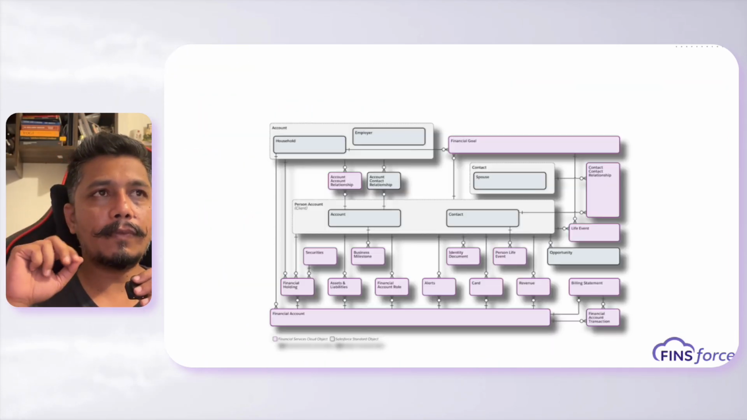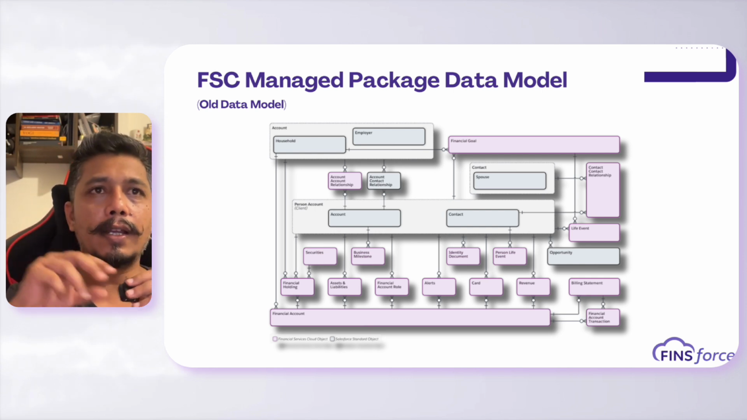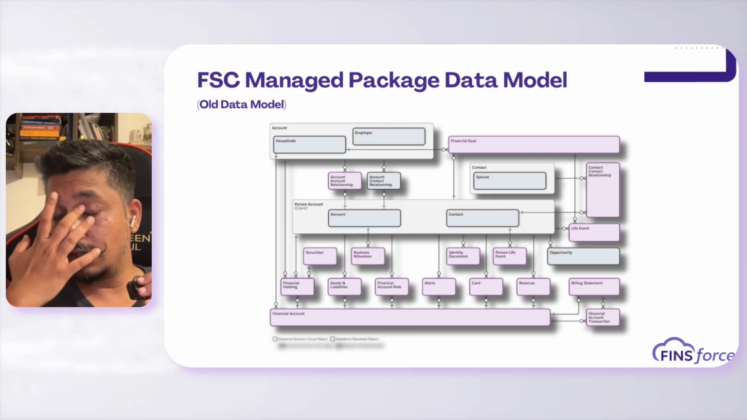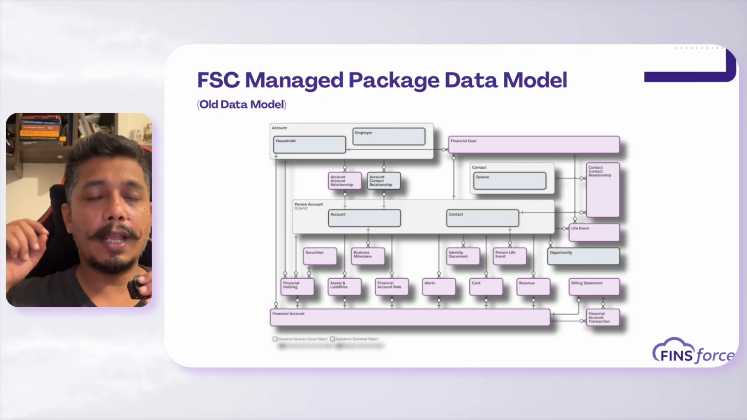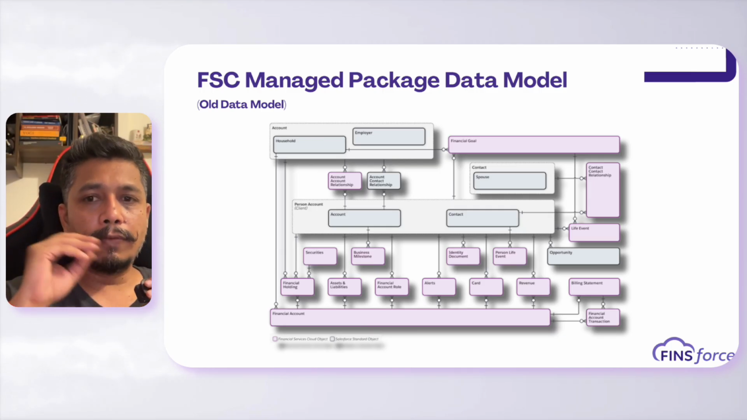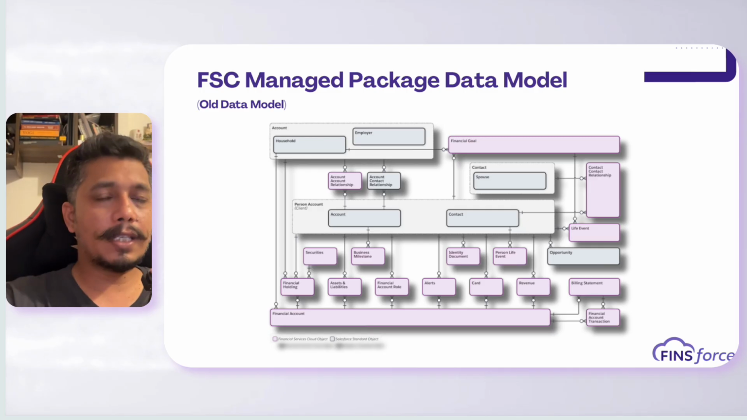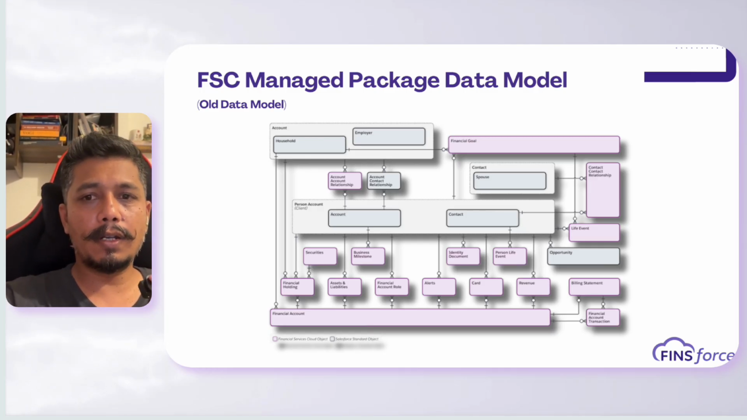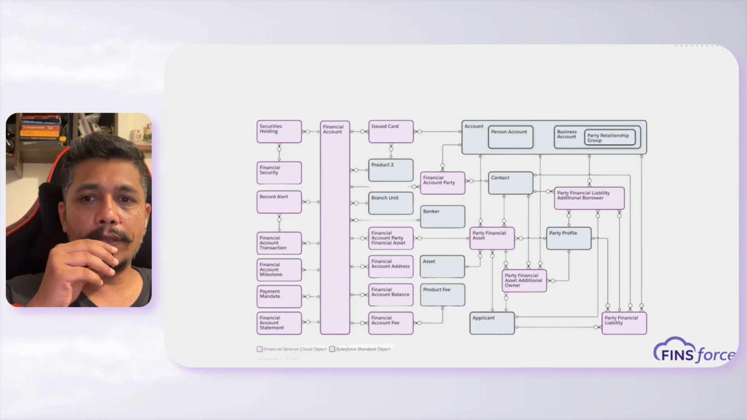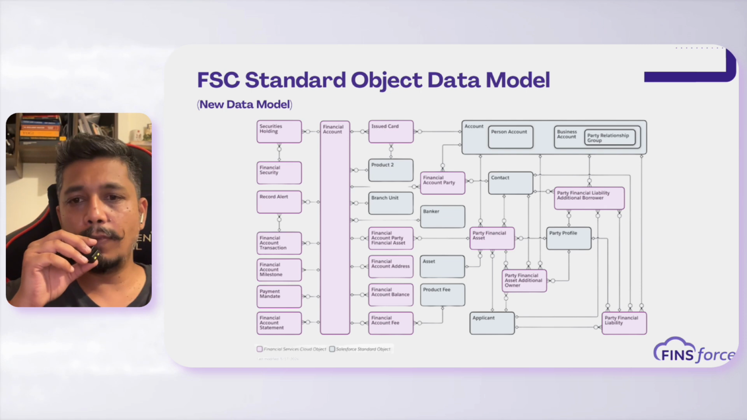So this is how the managed package data model looks, where you see the person account in the center, then you have the financial account at the bottom, and the financial holding, liability, alerts, and card are connected with each other. We will go deep into each data model in upcoming videos, but I just wanted to show you how the managed package data model looks, and now how the standard data model looks. So now if you see, in the center, the financial account is the center of attraction, where everything will move from there.